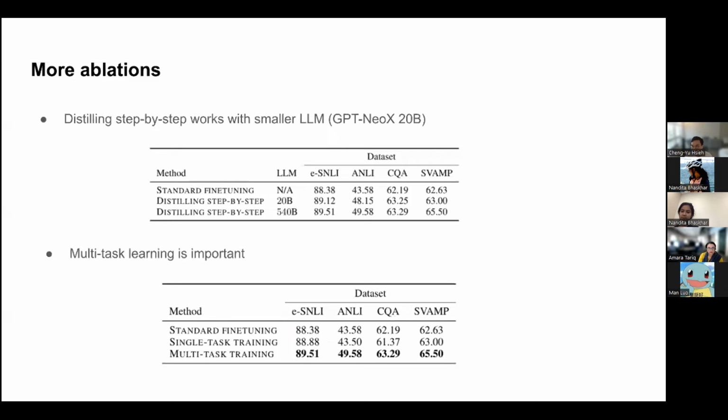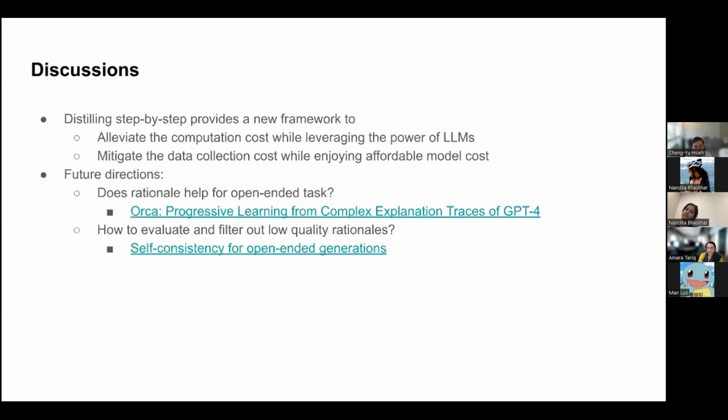And finally, as a summary, distilling step-by-step provides a new framework. Compared to large language models, we're alleviating the computational costs required to serve them. And when we compare to standard approaches in training small task-specific models, we are mitigating the data collection costs in creating the datasets required to fine-tune or distill a student model, a small task-specific model.